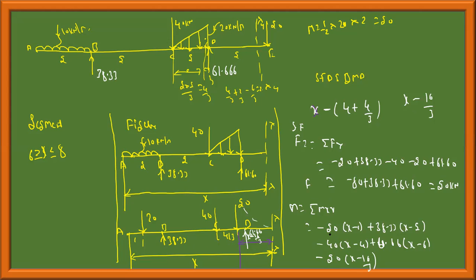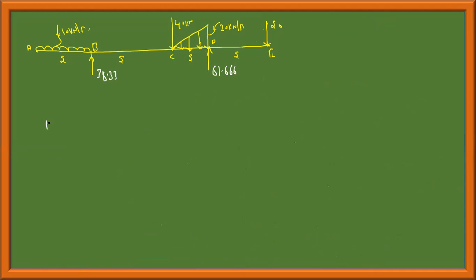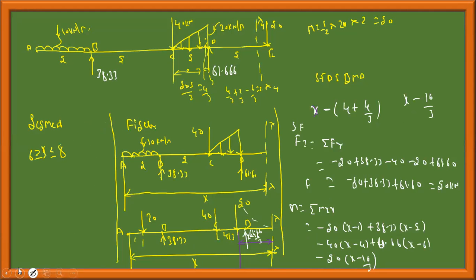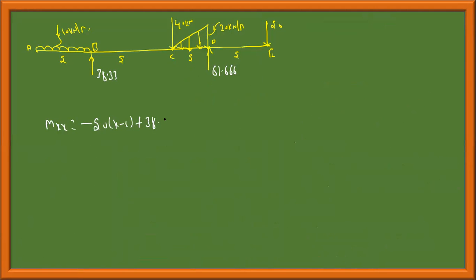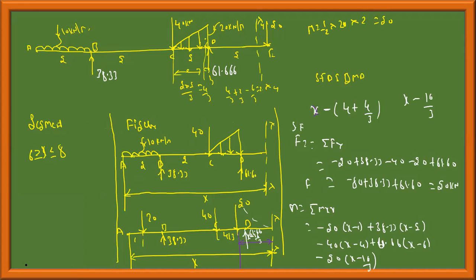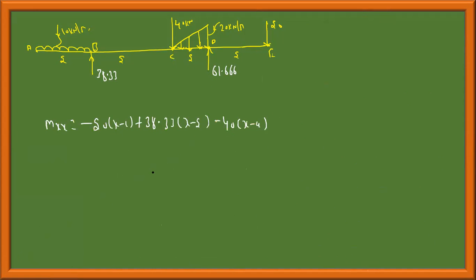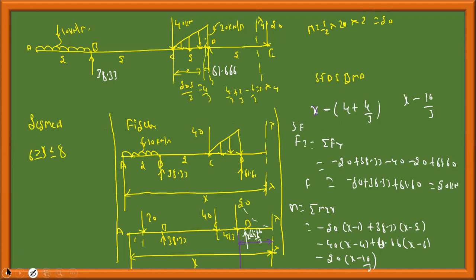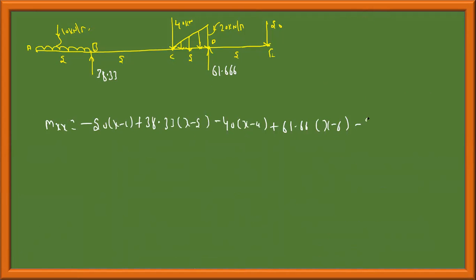I write the equation once again. M at x is equal to minus 20 into x minus 1, plus 38.33 into x minus 2, minus 40 into x minus 4, plus 61.66 into x minus 6, minus 20 into x minus 16 by 3. Okay, next.